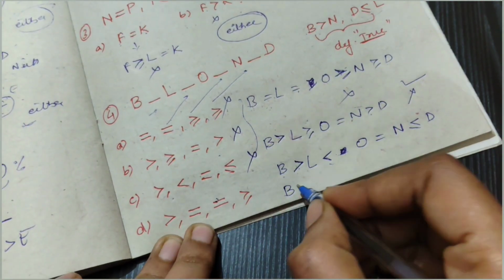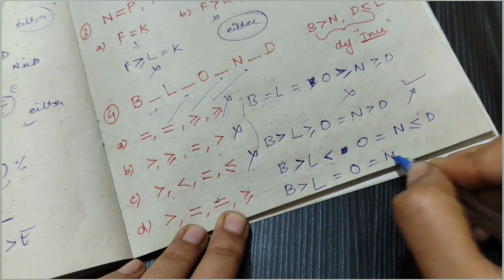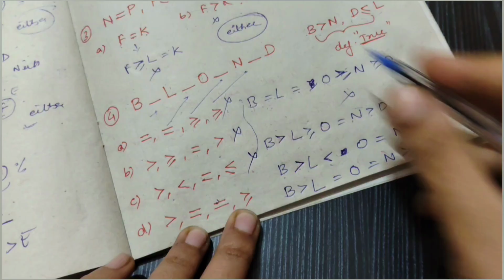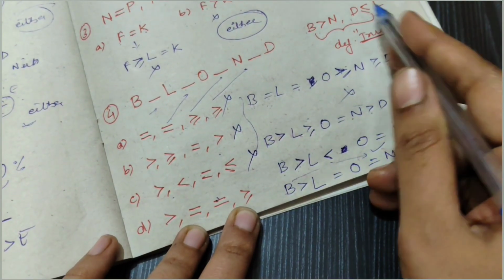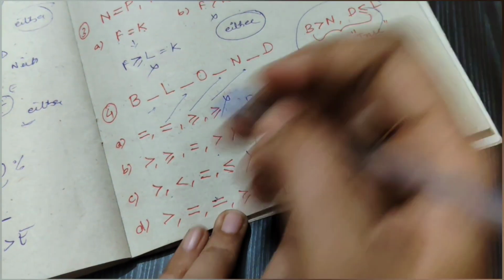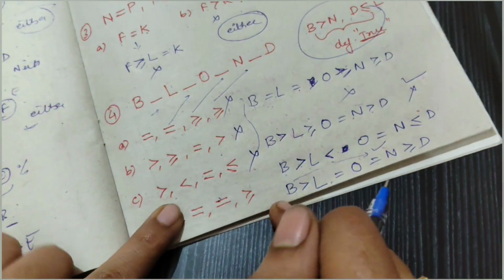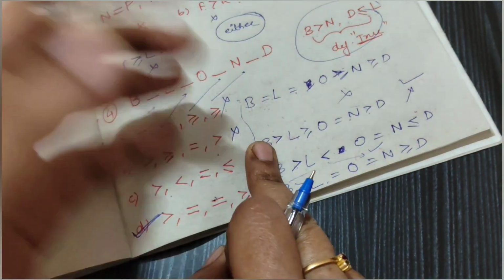B greater than L, equal to O, equals to N, greater than or equal to D. B to N, possibility is there, and L to D, greater than symbol, equal to. So this is definitely true. So fourth is the right answer. So this will be time taking, but with practice you can do it.